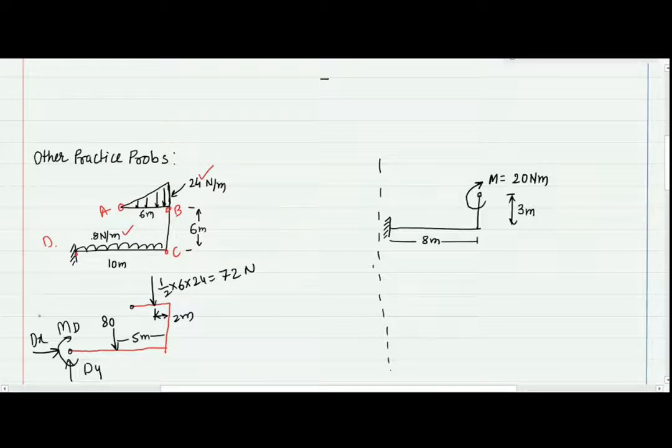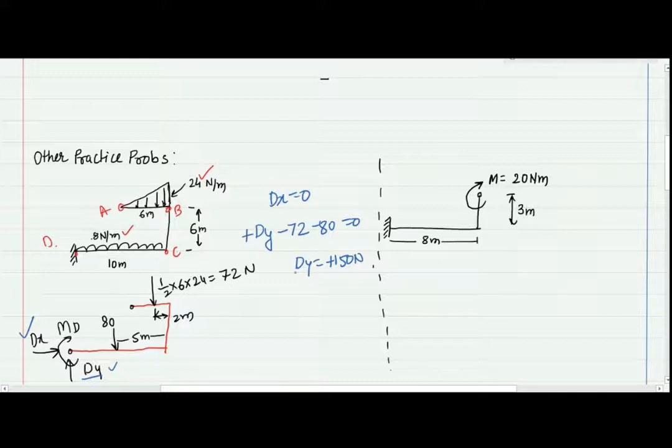How many horizontal forces? Only one horizontal force, that is Dx. So it will be 0. Vertical force balance, Dy acting upward. So let's put upward force positive. So Dy positive, and two downward forces, 80 and 72, both are acting downward. So this is my second equation which will give me that Dy will be what? Plus 150 Newton. That means whatever direction I have assumed is correct.